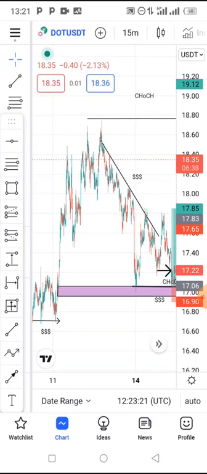Today we'll be looking at how to draw Choch, how to locate and identify the Choch, that is change of character, on our market chart. And I'll be giving an example, explaining using this pair, .USDT.